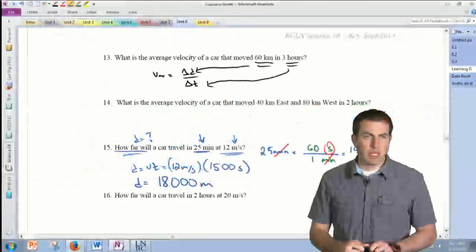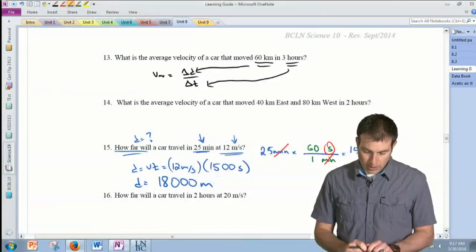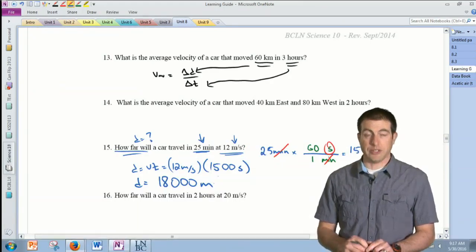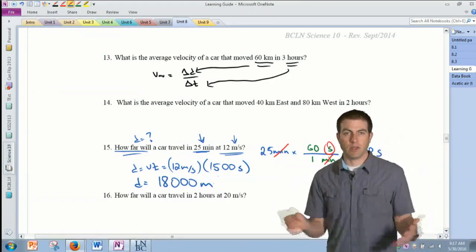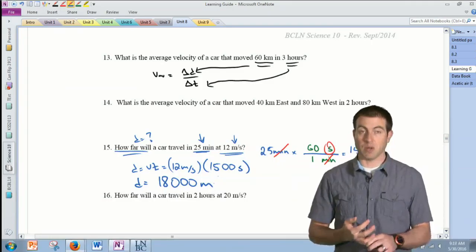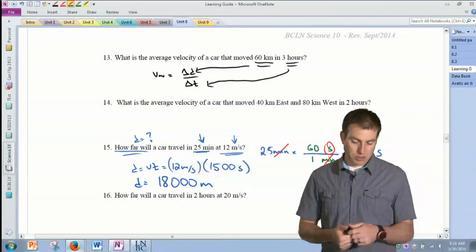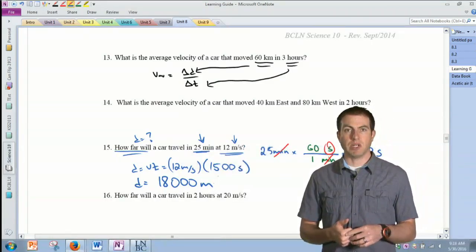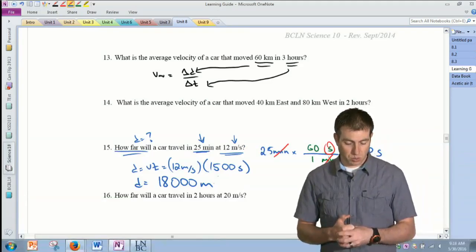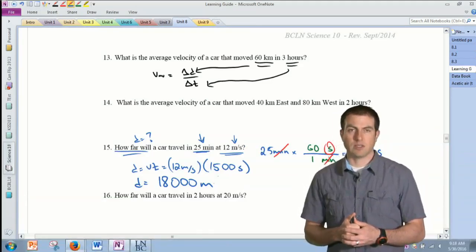Now we can say 18,000 meters, there's nothing wrong with that. It doesn't give us a direction to deal with. We're just assuming everything is kind of positive, and we don't know what positive means in the particular question. So 18,000 meters is fine. We could write 18 kilometers as well. That would be an acceptable answer.